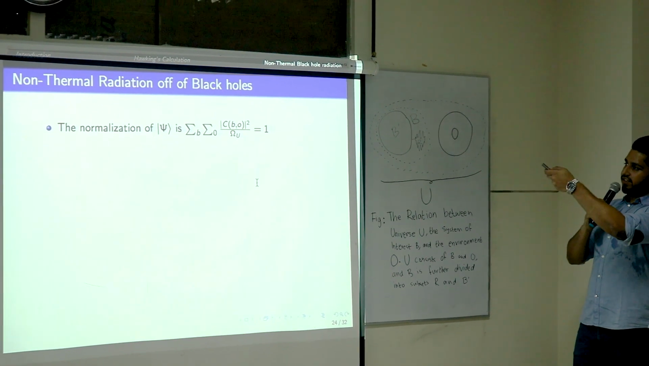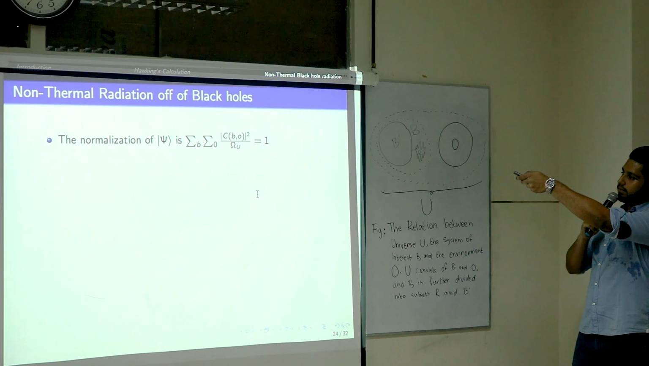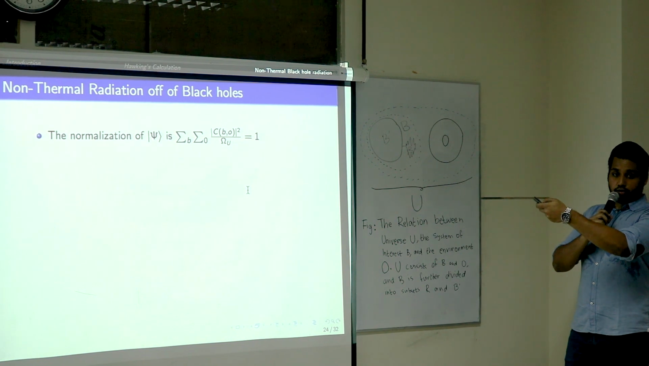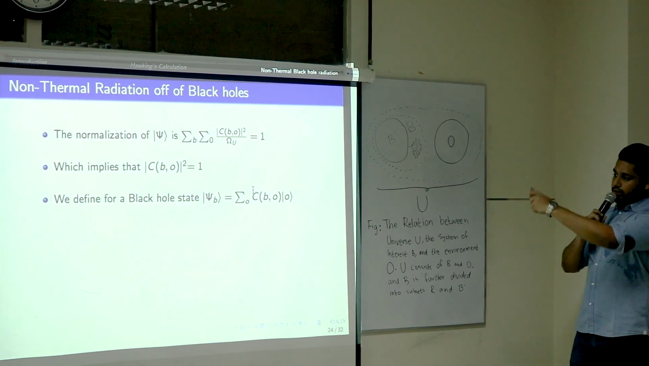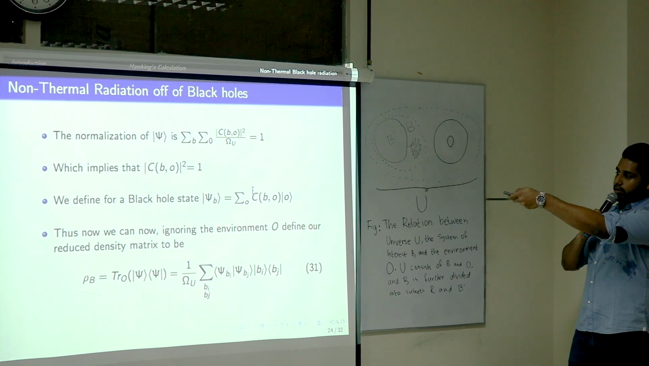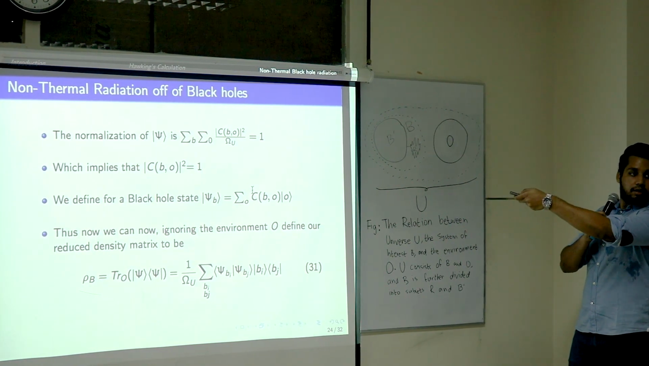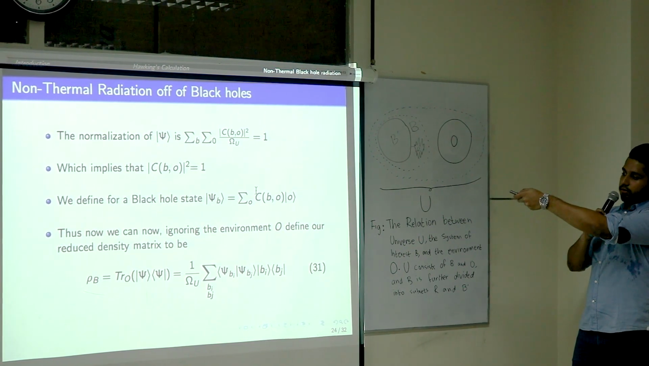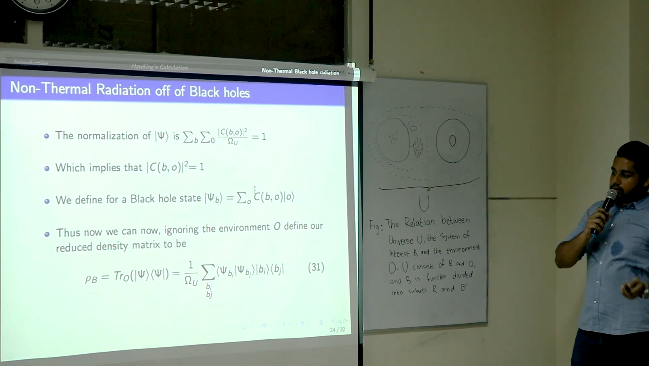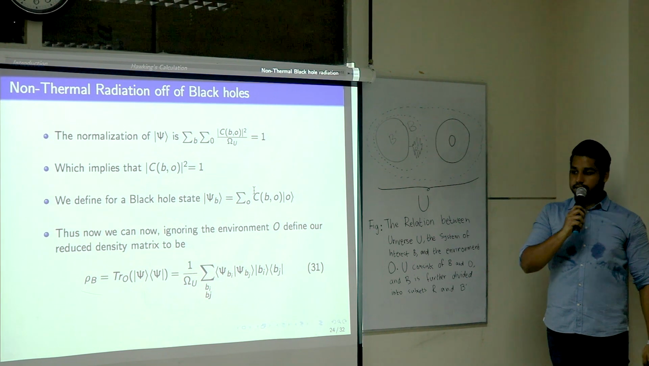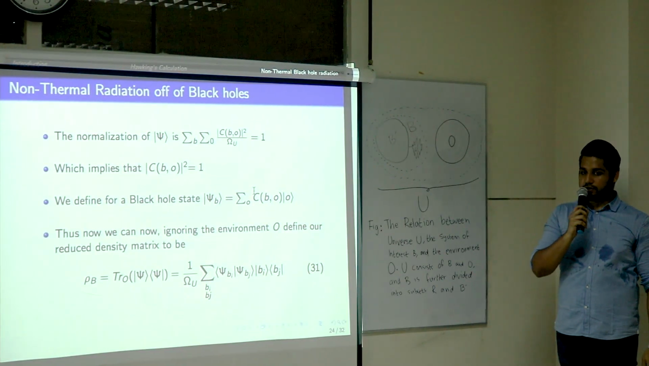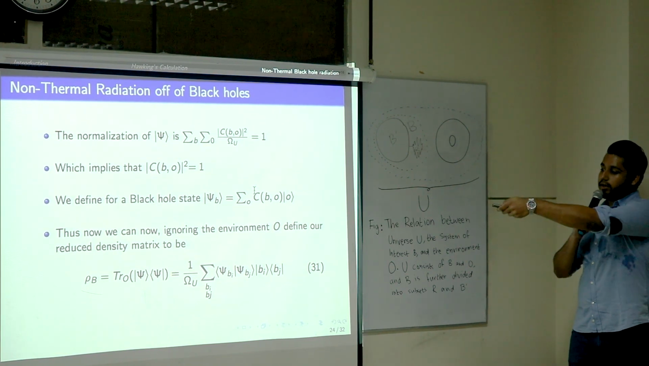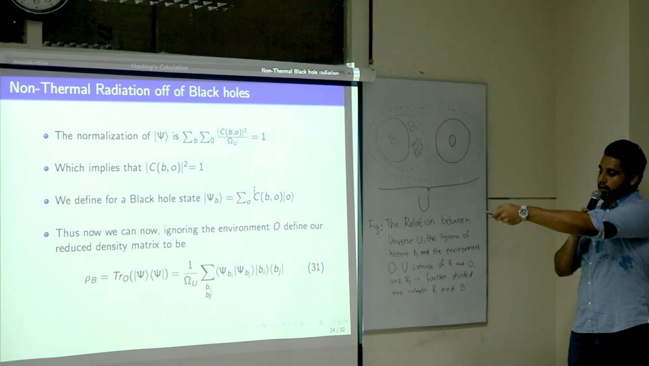We find the normalization of psi, which is equal to gamma B, gamma O is 1, where we also find the average value of said coefficient to be 1. As we do some mathematics, we define for a black hole state psi B to be sigma O, C_BO, and as you also saw before in Rakin's lecture, we work with a reduced density matrix, where we ignore the environment O, and get our density matrix for the black hole to be 1 by gamma U.